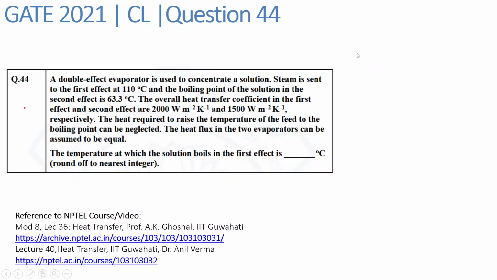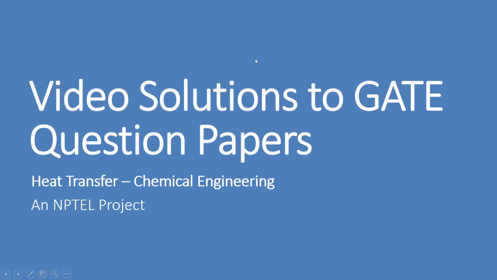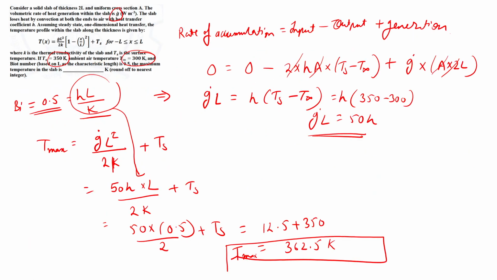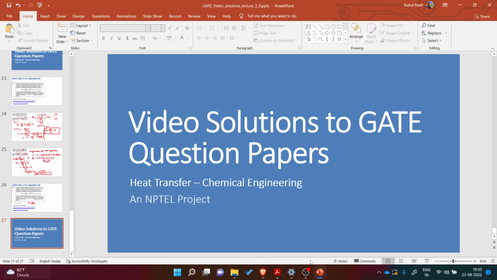Then in the fourth question, we looked at the concept of a double effect evaporator and did the heat balance across the double effect evaporator to find the temperature at which the solution boils. And in the last question, we did the heat balance across this solid slab of thickness 2L to find the maximum temperature within the slab. If you have any doubt, you can ask. I will just stay here for 5 to 10 minutes and then we can end the call.